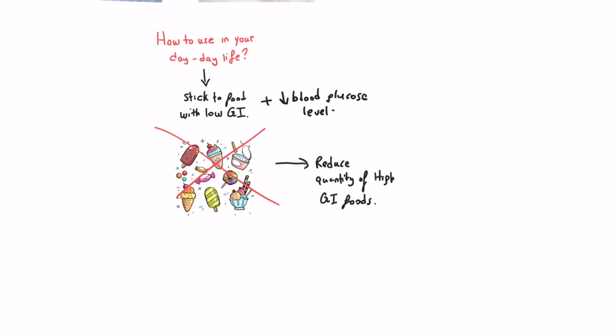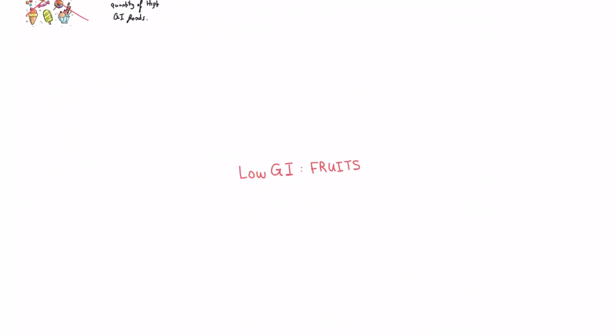I'm going to go into more detail of which kind of food you should stick to, but this is the general idea. So let's have a simple illustration of a low glycemic index food. Let's divide it into different groups, like fruits, breakfast, mains, and dessert, whatever. Let's start with the low GI food.